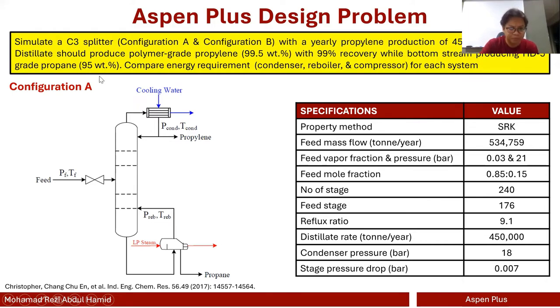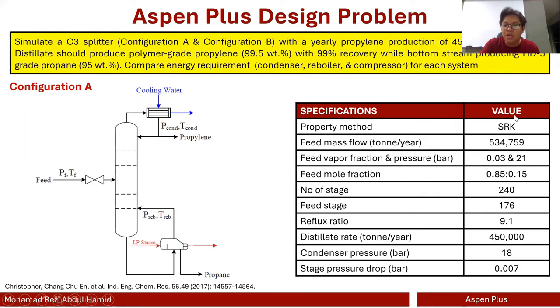And then we're going to compare the energy requirement at the condenser section, reboiler section, as well as compressor section for configuration A as well as configuration B. These are all of the required information. The majority of this information I extracted from the paper by Christopher et al. back in 2017. So you can just download the paper and then read further if you want.